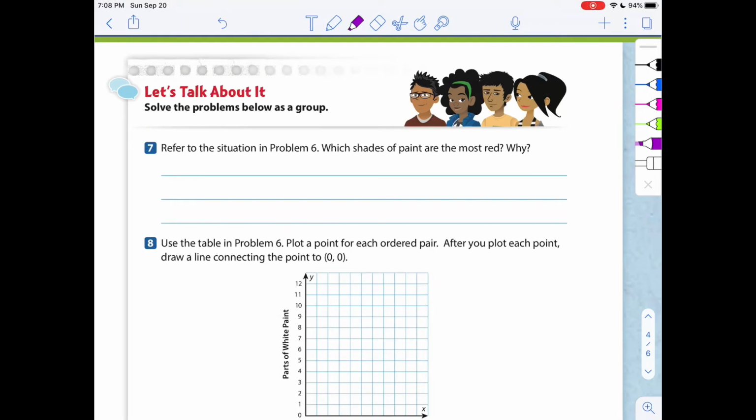Now let's refer to the situation in problem number 6. So the shades of paint. Which shades of paint are the most red and why? So remember, we had 2 mixtures. We had a mixture that was 3 to 1, and we had a mixture that was 2 to 1. And remember, this was white to red. So between these two mixtures, this problem wants to know which shades are mostly red. Pause the video and think about what your answer would be and why.